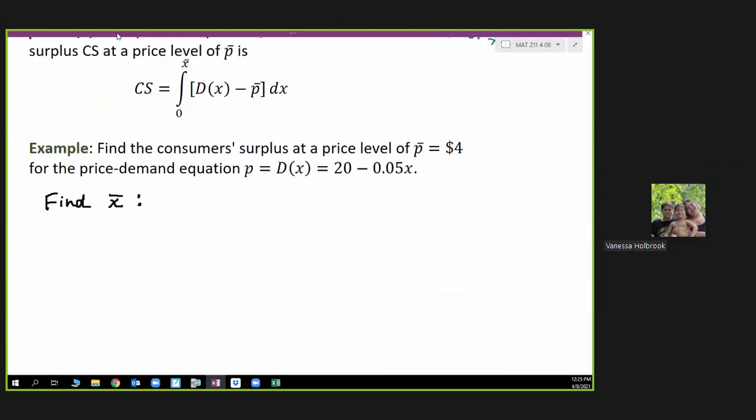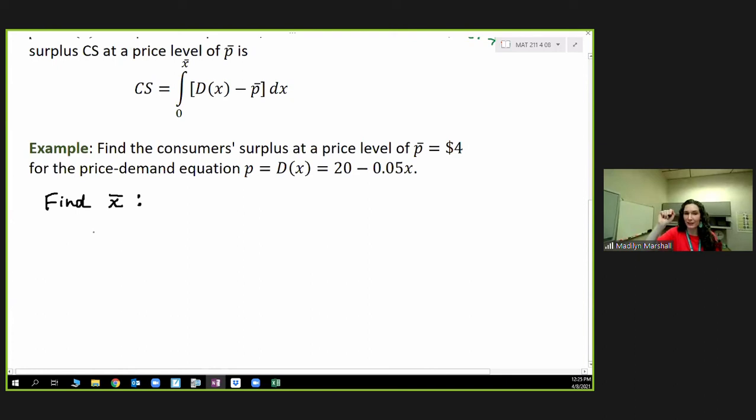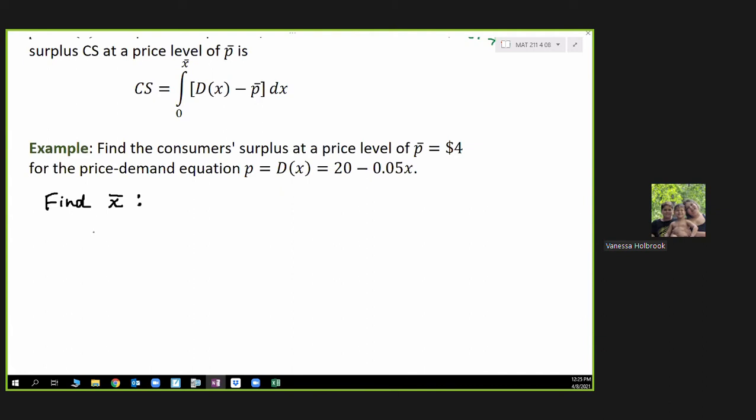Isn't it the same? No. It's the same point on the graph. X bar, P bar is a point on the graph, but they're not the same number. Set them equal to each other and solve.